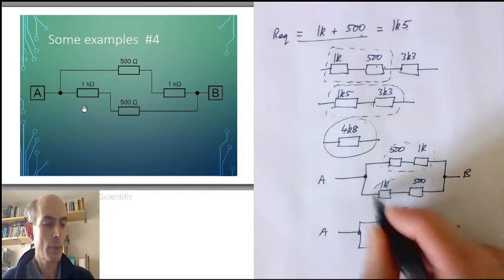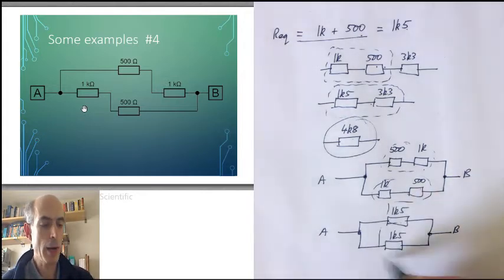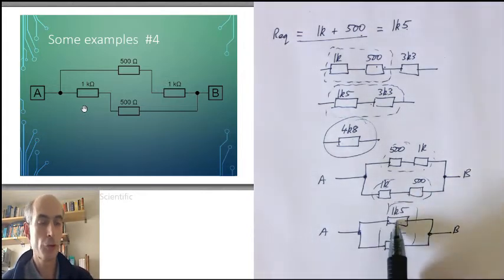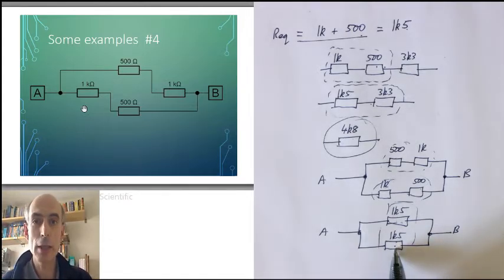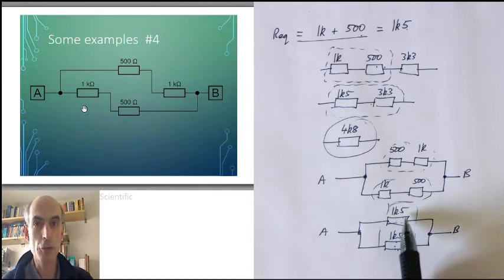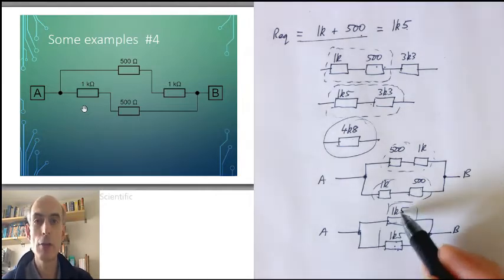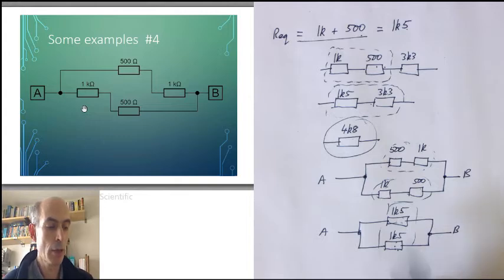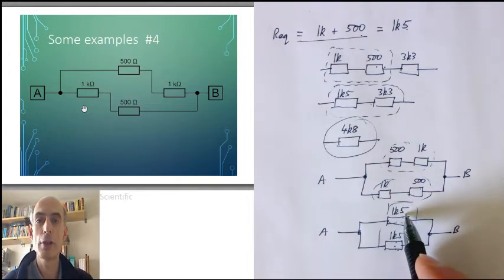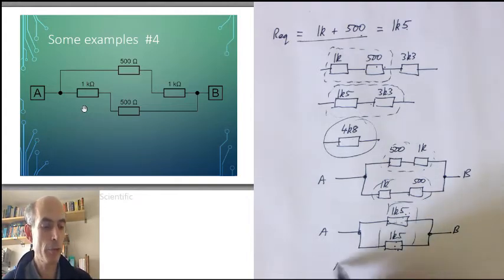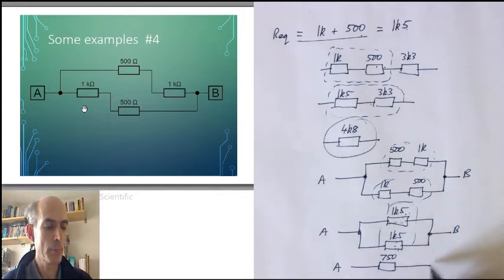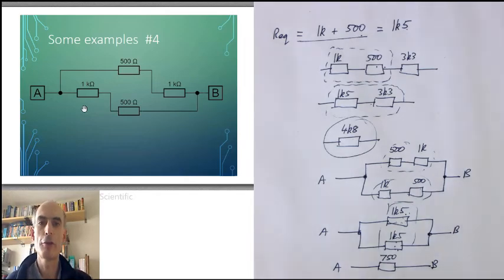And now we've got 2 resistors in parallel. 2 resistors in parallel, we know the formula for that, and in the special case where the 2 resistors have the same value, the equivalent resistance is half of the individual resistances. Half of 1500 is 750. So our final equivalent circuit would look like this. A single 750 ohm resistor.